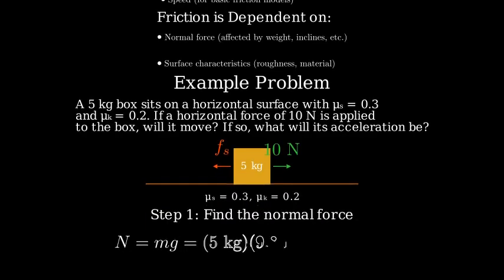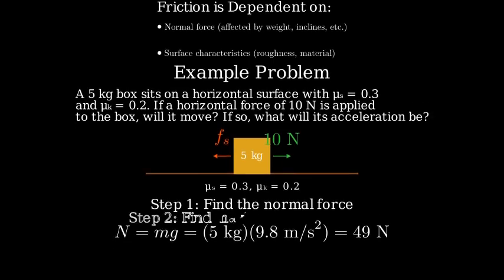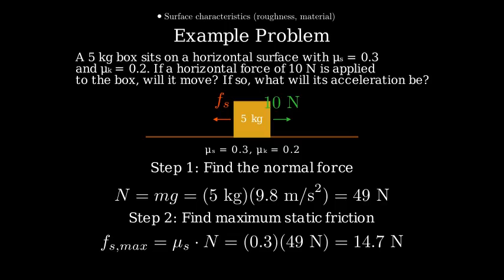Step 1. Find the normal force. Since the surface is horizontal, the normal force equals the weight. N equals mg equals 5 kilograms times 9.8 meters per second squared, which equals 49 newtons. Step 2. Find the maximum static friction force. F sub S max equals mu sub S times N equals 0.3 times 49 newtons, which equals 14.7 newtons.